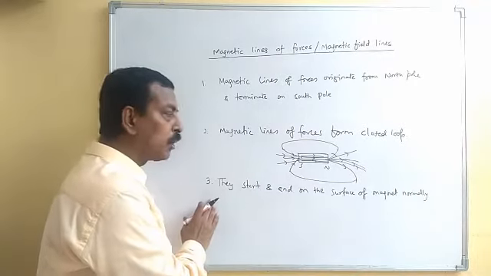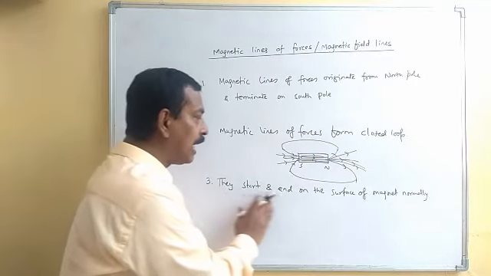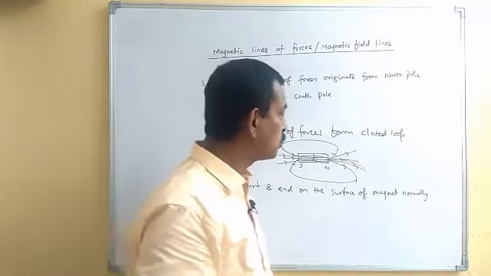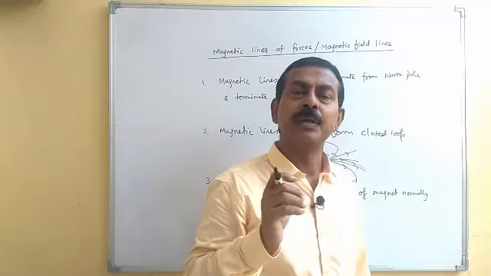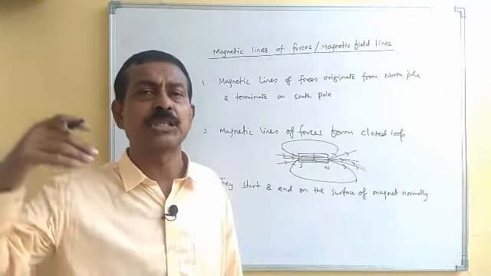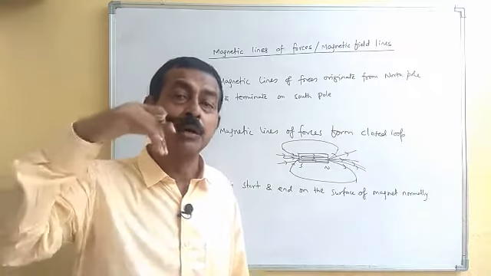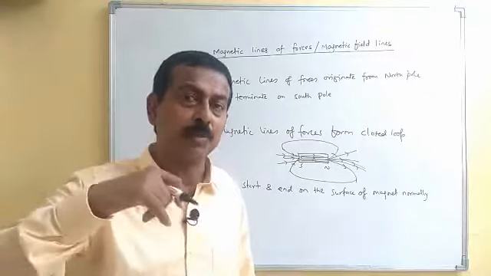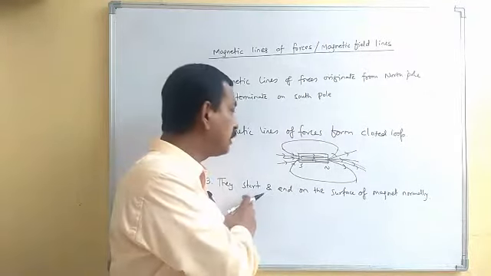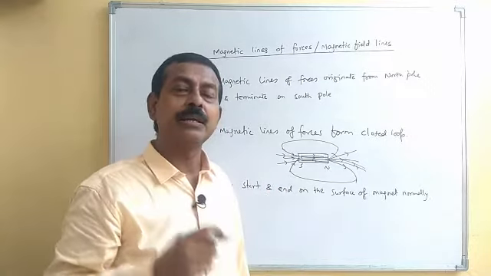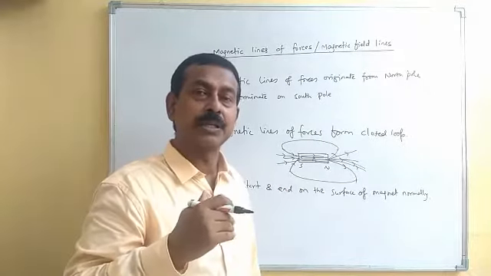Another property is that they start and end on the surface of magnets normally. Just like the electric lines of force, which meet a conducting surface normally, here also, whenever they meet a magnet, they will meet it normally.